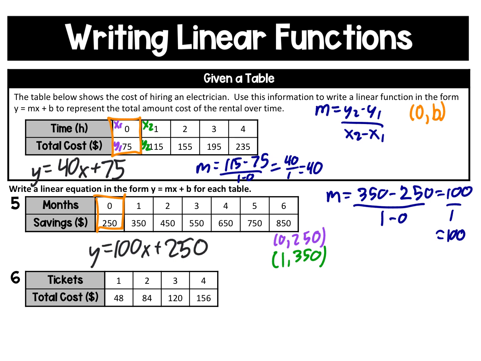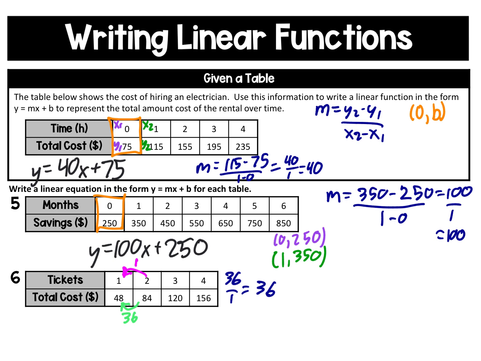Now let's look at example 6. As you can see here, if we have m equals y2 minus y1 over x2 minus x1, we can plug in the x and y values from our first 2 points, (1, 48) and (2, 84). We then get 84 minus 48, which is 36, and 2 minus 1, which is 1. So 36 divided by 1 is 36.